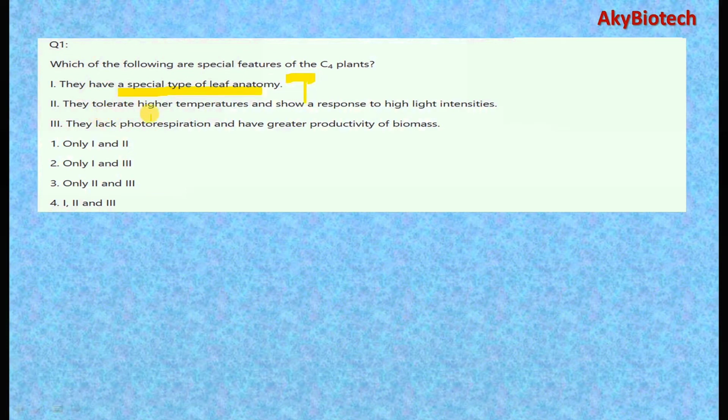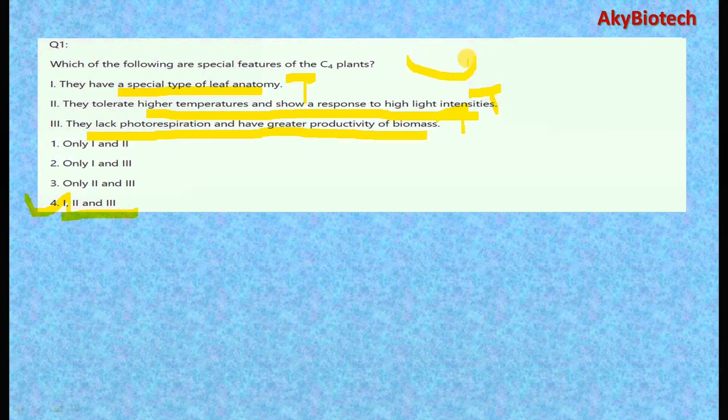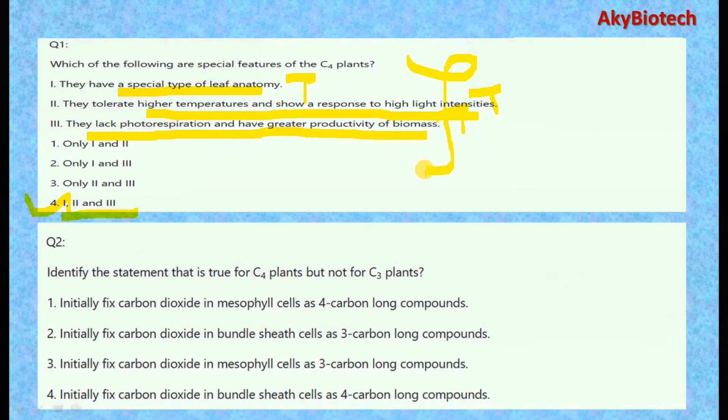This is a true statement. Then they tolerate higher temperatures and show a response to high salt intensities. Again, a true one. They lack photorespiration and have greater productivity of biomass. Again, a true statement. So the correct one is the fourth, that all the three statements are regarding the C4 plants.